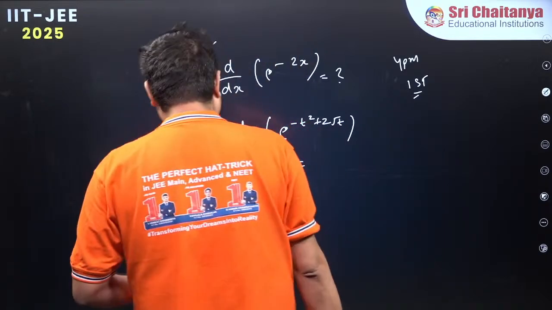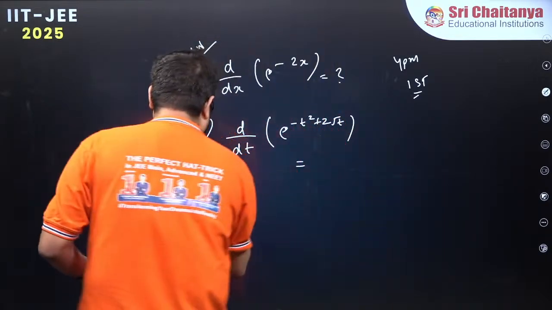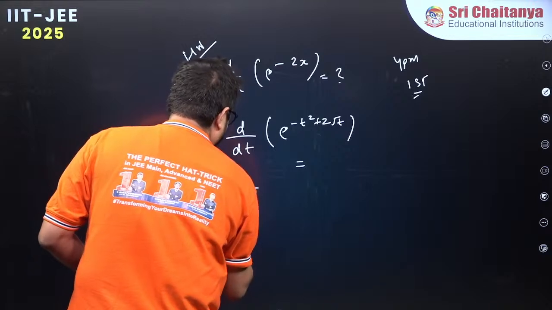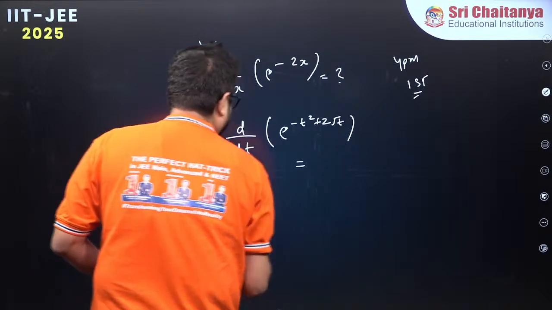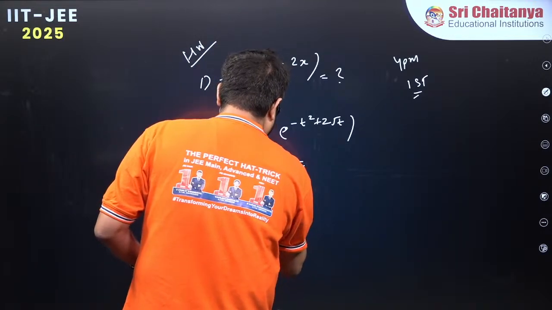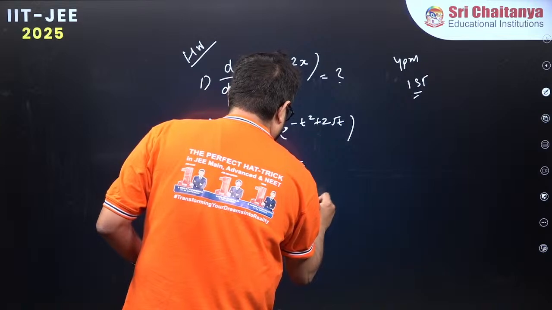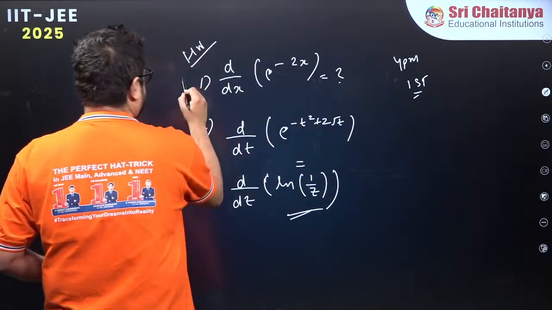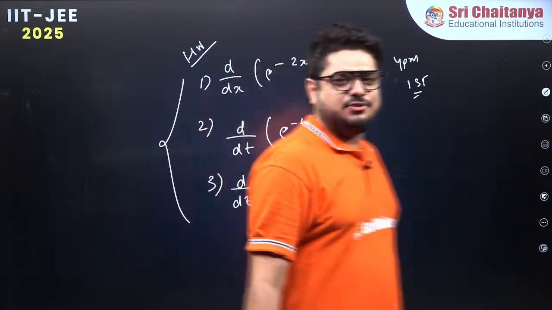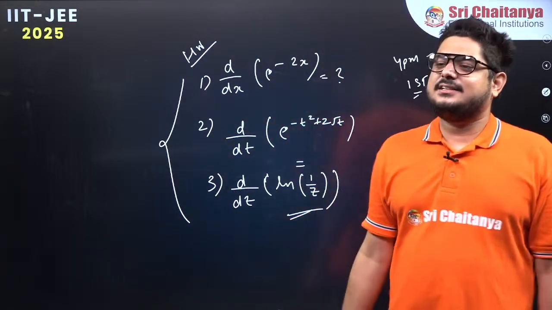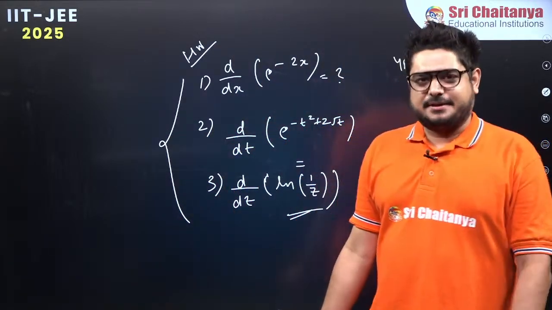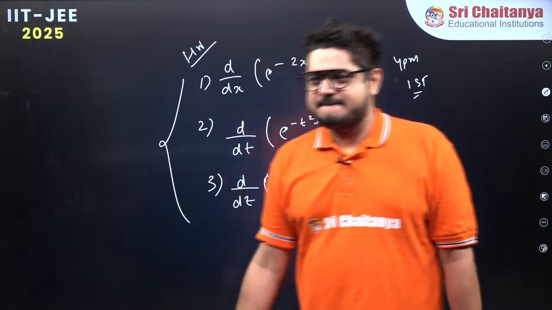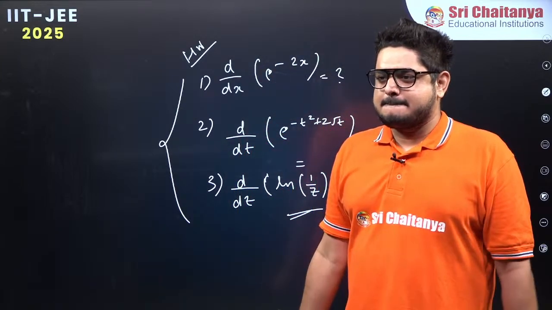And before we leave, one more question I will give you. Let's see who will be able to find it out. Find d by dz of ln of 1 by z. So these 3 questions are your homework. You need to find it out and you need to give it to me. Okay?